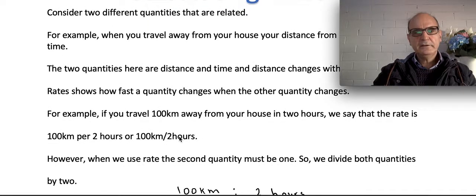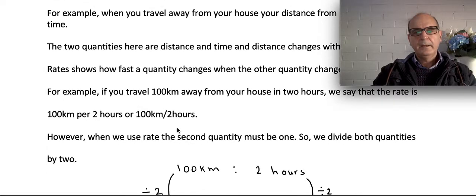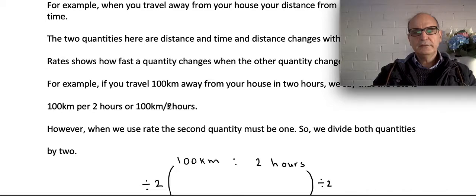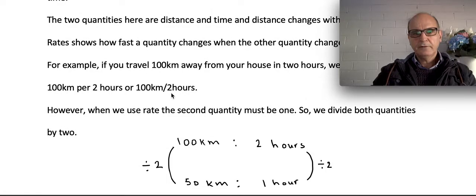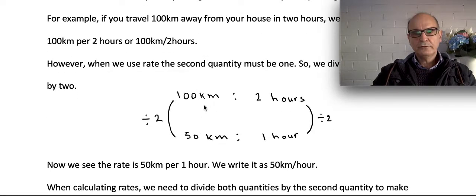Okay, that's the rate. However, there is a problem with this rate, and that is the fact that the second number should be 1. So rather than having 2 hours, we should have 1 hour. So what should I do? Then I need to divide by 2 to make this 1. But if I'm dividing this by 2, I've got to divide the other quantity also by 2. I've shown it here.